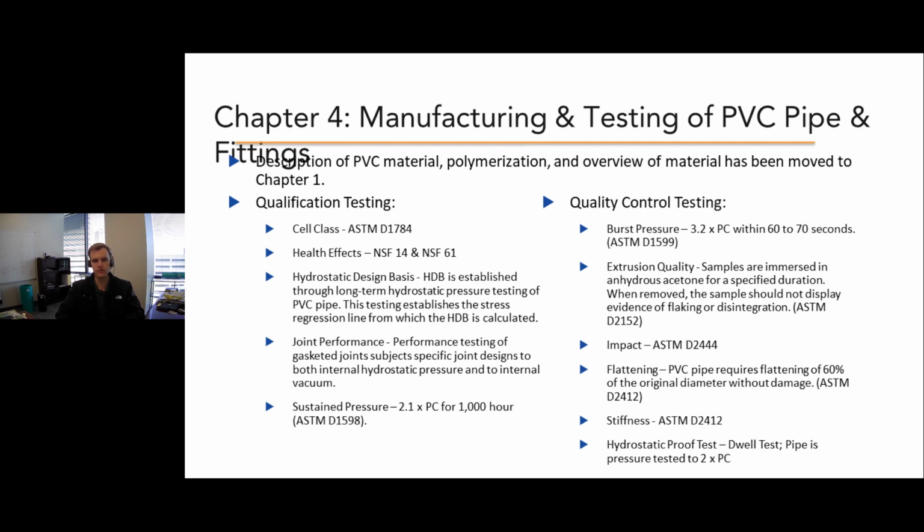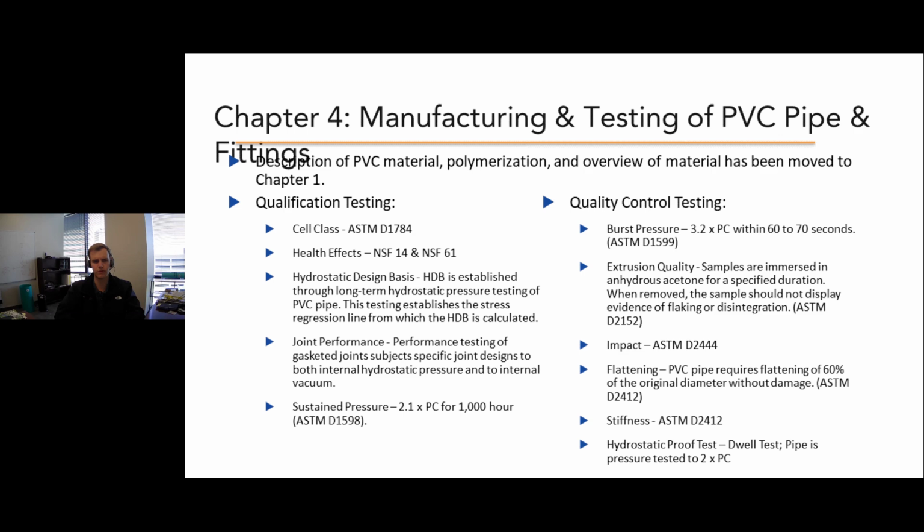Chapter 4 gets into manufacturing and testing of PVC pipe. This chapter used to contain a description of the PVC material, again, what polymerization is, and an overview of the material. Most of that was moved to chapter 1, as I mentioned earlier. This chapter now focuses a lot more on the qualification and quality control testing procedures.